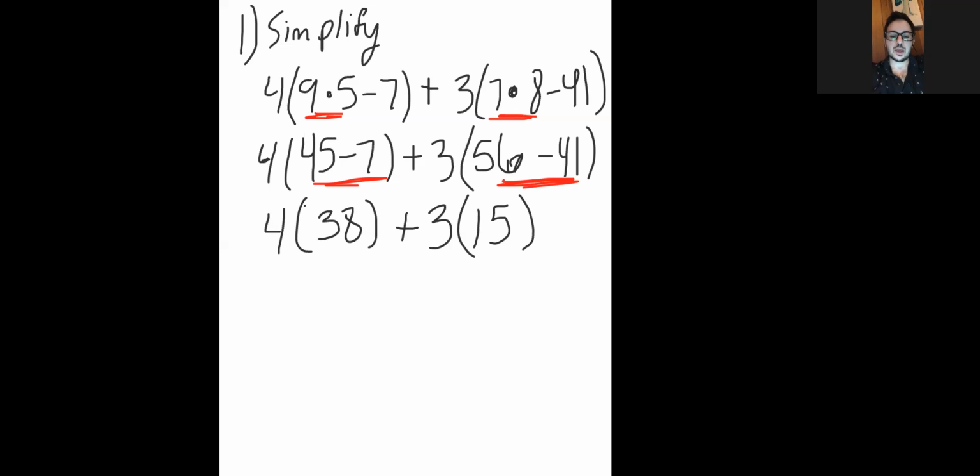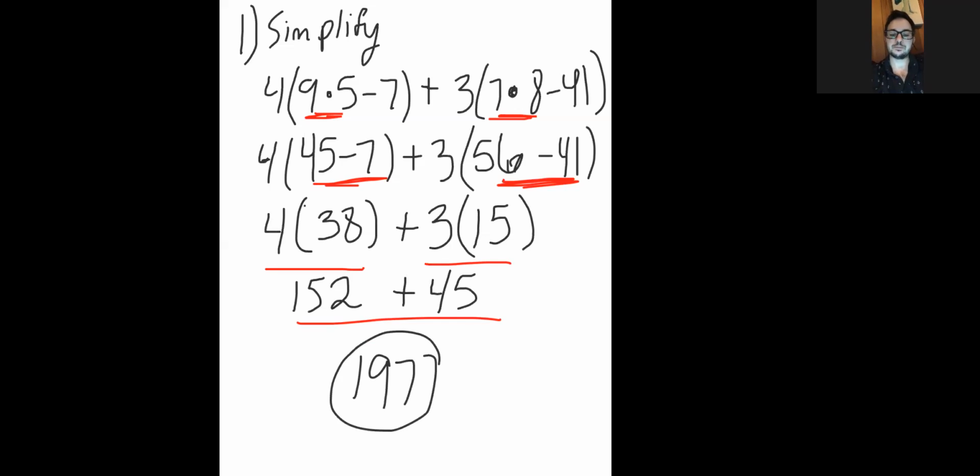And now at this point, we can multiply these. So 4 times 38 is 152, I believe. Sounds about right. And 3 times 15 is 45. So last step, add up your two numbers, and you end up with 197.